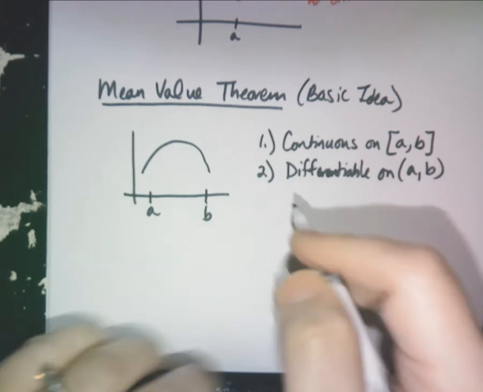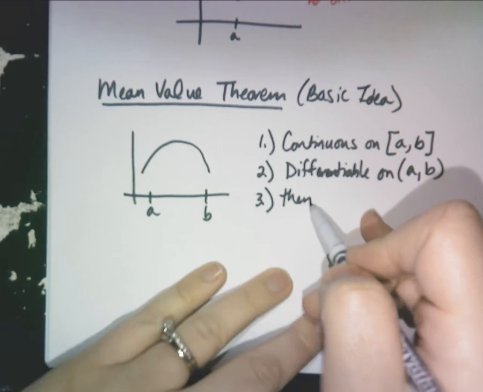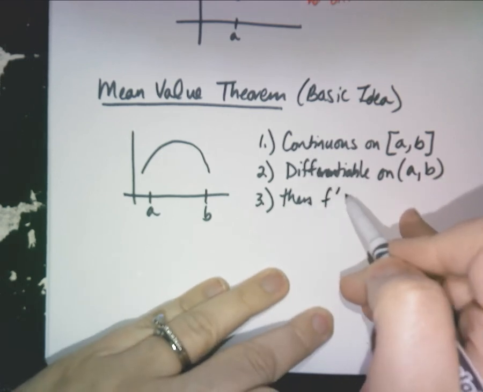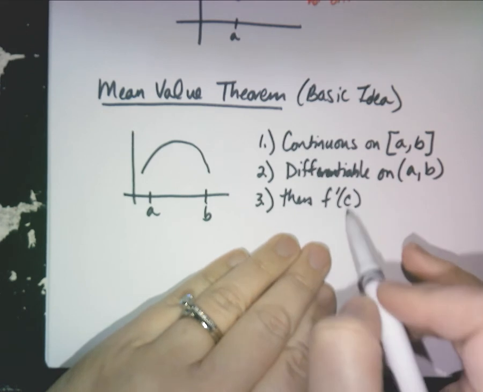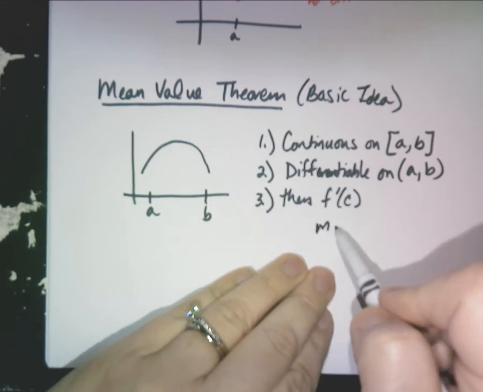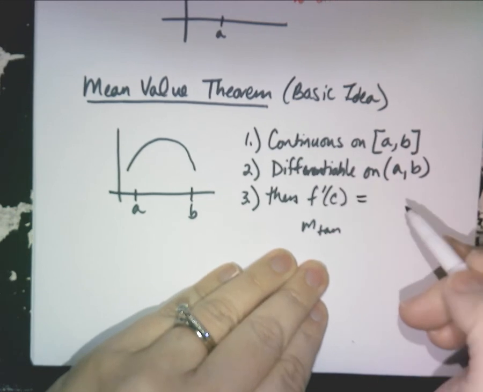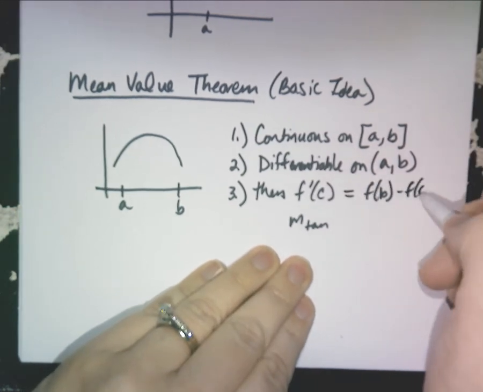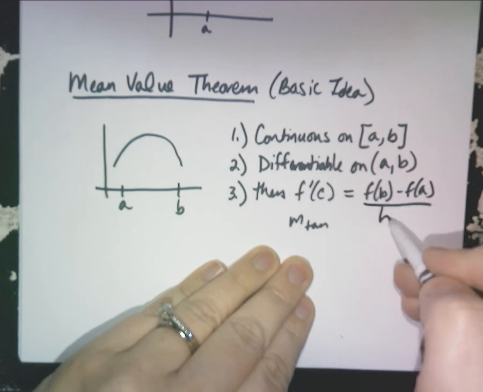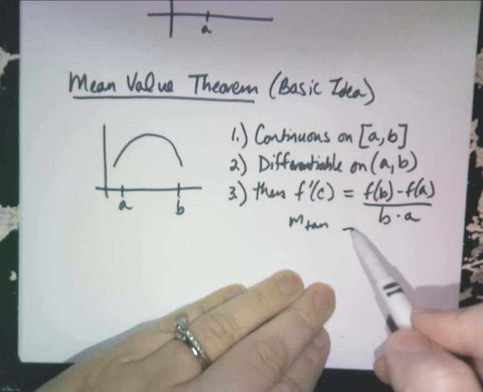Then we can apply the mean value theorem, which states the following. Then the derivative at some point C, which is the slope of the tangent line, is actually equal to f of b minus f of a over b minus a. If you remember doing that, this is the slope of the secant line.